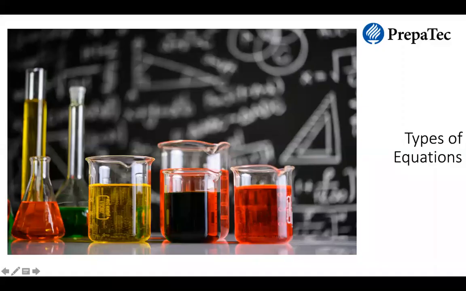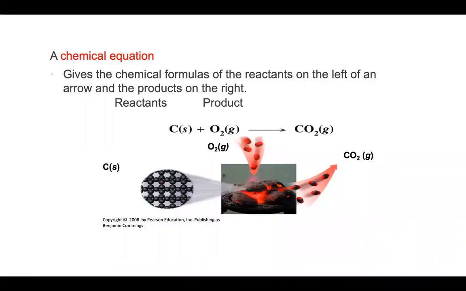During this video, we are going to show you how to classify chemical equations based on the form in which they are stated. First of all, we have to remember what a chemical equation is. A chemical equation gives the chemical formulas of the reactants on the left side of an arrow and the products on the right side of the arrow.